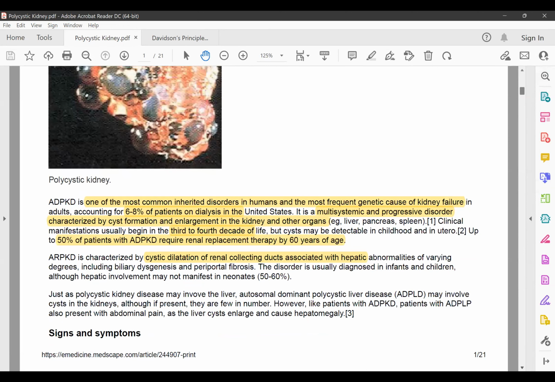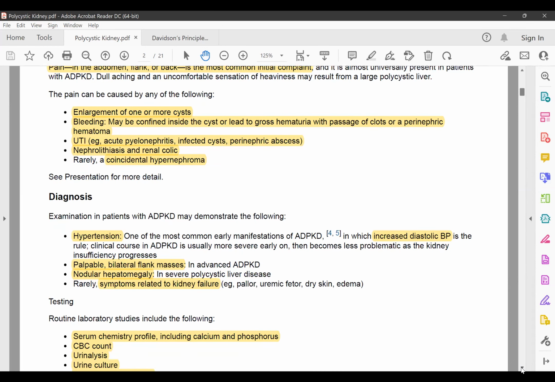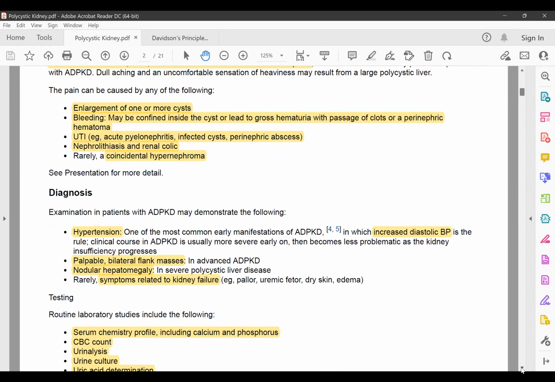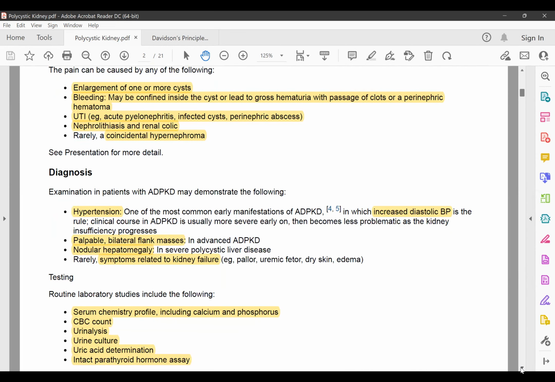What is renal replacement therapy? Peritoneal dialysis, hemodialysis, or renal transplantation. Okay, that is what. And then you have mentioned these things: pain in the abdomen, flank or back, the most common initial complaint. Bleeding may be there. There could be recurrent urinary tract infections, nephrolithiasis, renal colic, coincidental hypernephroma. That also you mentioned. The most important clinical features are diastolic hypertension and palpable bilateral flank mass, nodular hepatomegaly, and symptoms related to kidney failure.